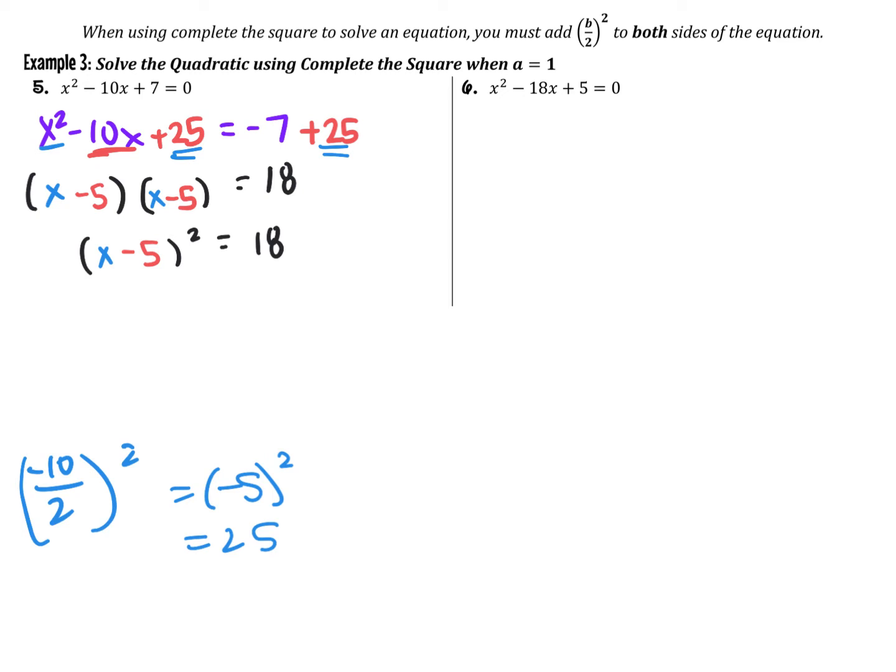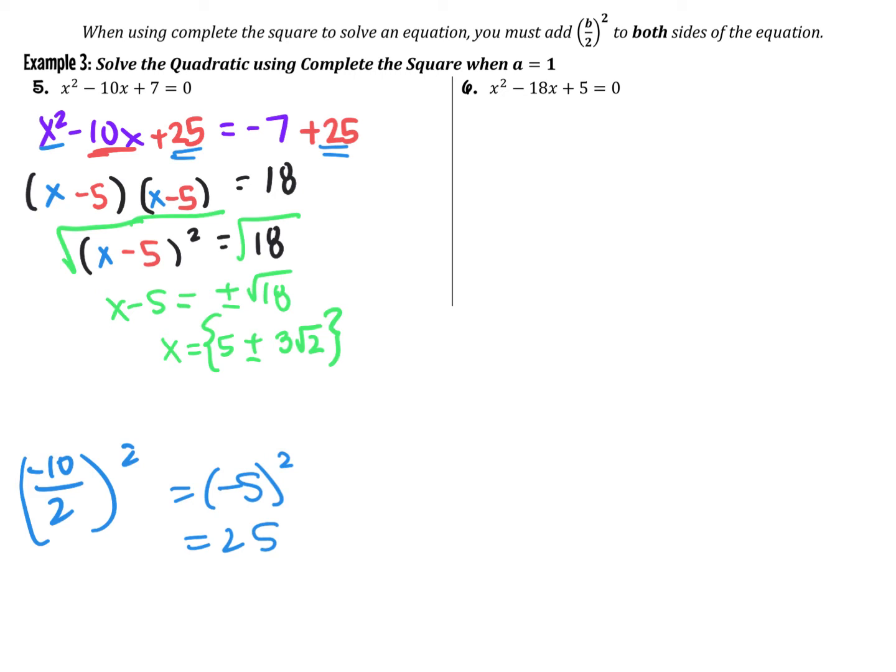Now we can solve the equation that's left by square rooting both sides. This is going to give me x minus 5 equals plus or minus the square root of 18. I'm going to add 5 to the other side, and then I'm going to simplify the square root of 18. Square root of 18 is 9 times 2. The square root of 9 is 3. And then I'm going to put set notation around my answer.